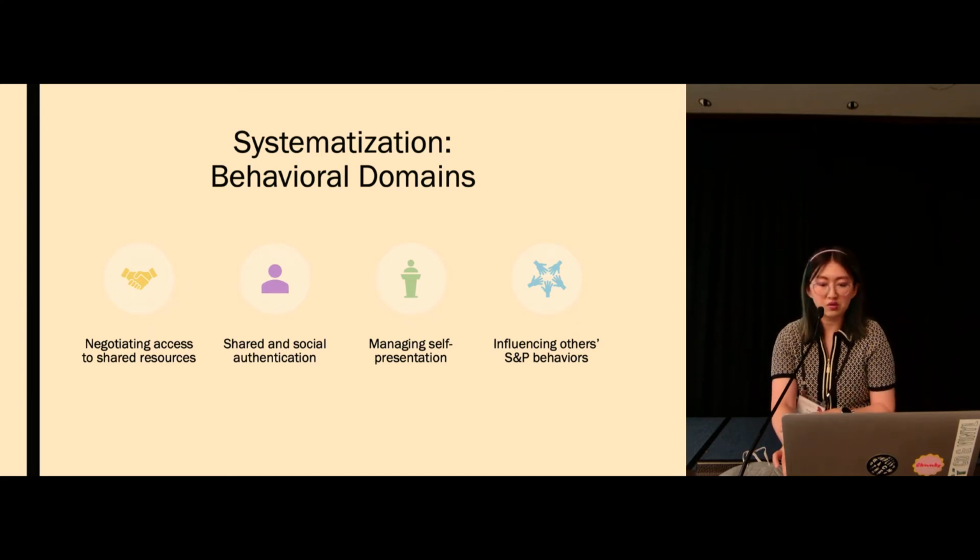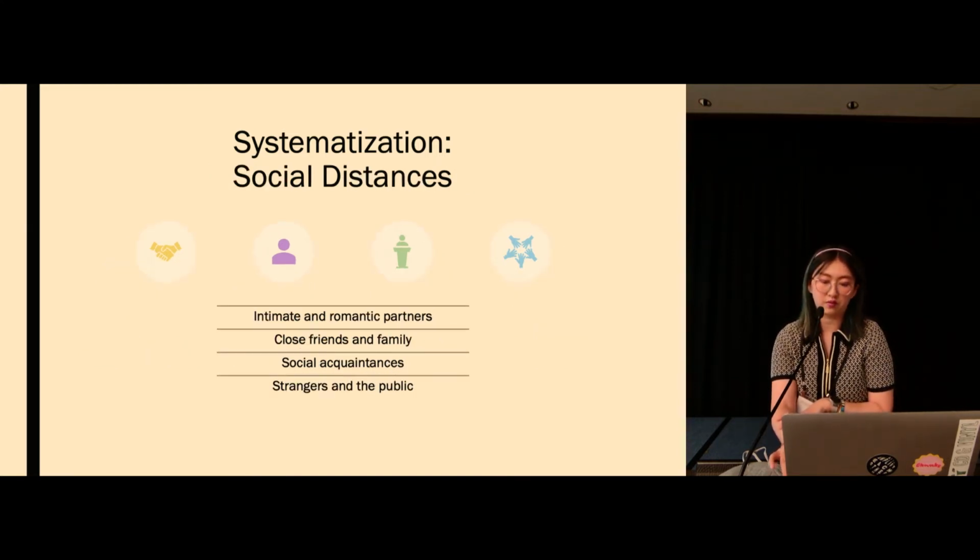And finally, influencing others' SMP behaviors, which includes consulting with friends and family for advice, sharing experiences with others, social proof nudges to influence behaviors, and cross-cultural consideration for appropriate SMP advice. And then within each domain, we also looked at how these behaviors differed across different levels of social distance, which was loosely adapted from Hall's proxemics theory.